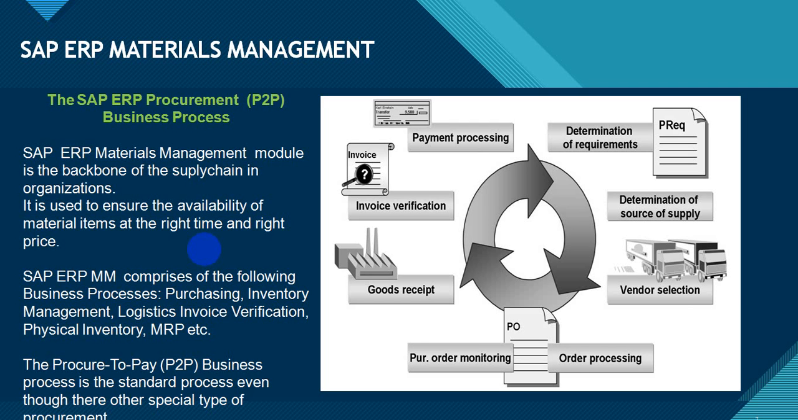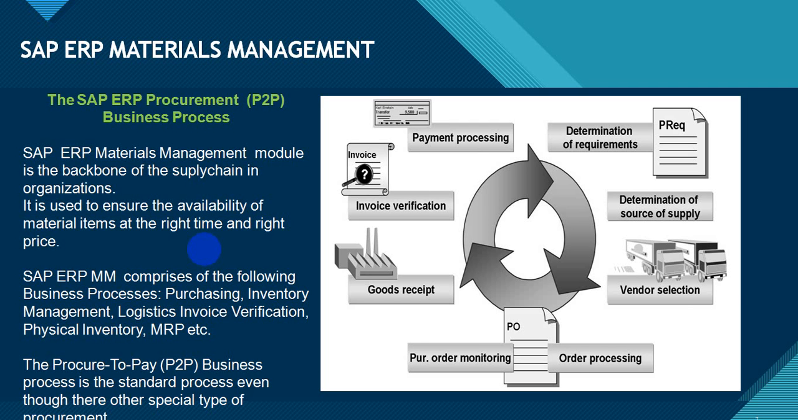Now, SAP ERP Materials Management. We're going to focus on the SAP ERP Procure-To-Pay business process, or P2P. The SAP ERP Materials Management module is the backbone of the supply chain in organizations. It is used to ensure the availability of material items at the right time and, of course, the right price. SAP ERP Materials Management comprises the following business processes: purchasing, inventory management, logistics invoice verification, physical inventory, material requirement planning, or MRP. Okay, so these are some of the sub modules within the materials management.